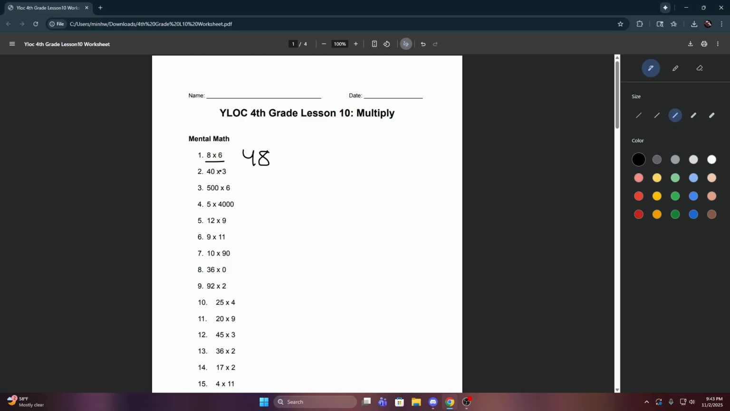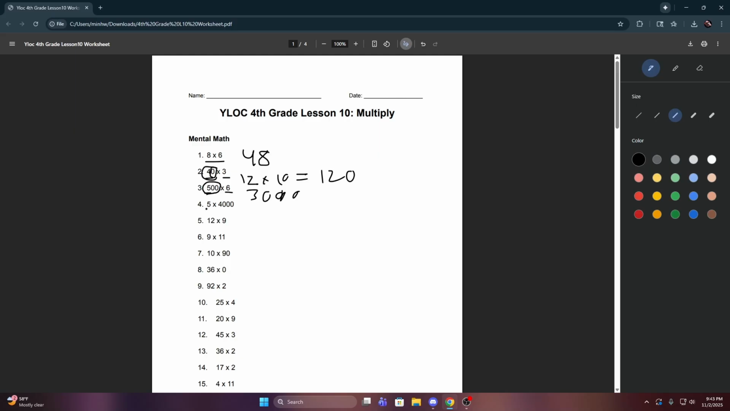40 times 3, even if you don't know 40 in your times tables, you definitely do know 4 and 3, which is 12. But we notice that one of these is in the tens place, right? So you multiply this by 10, and your answer is 120. Here, same idea. We know 5 times 6 is 30, but here it's in the hundreds, so it's 30 times 100, which is 3,000.